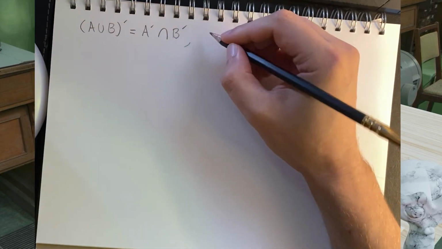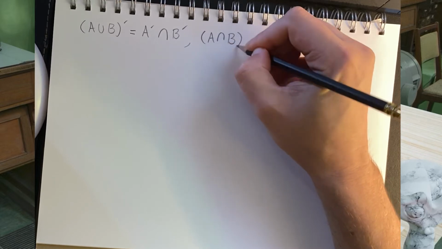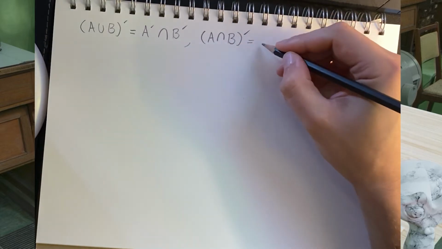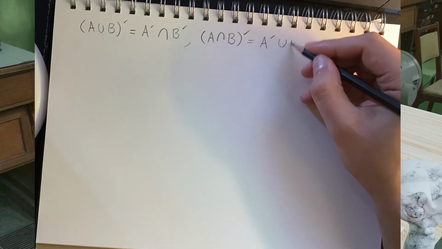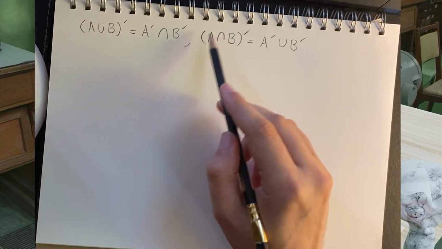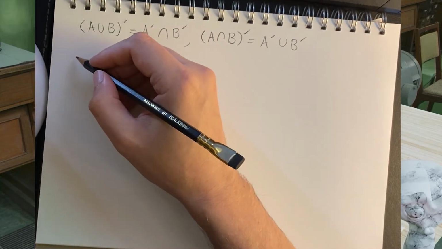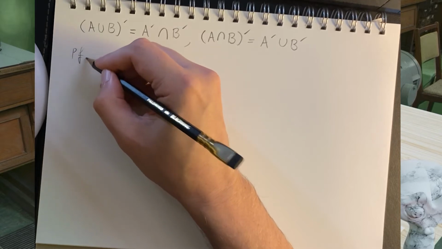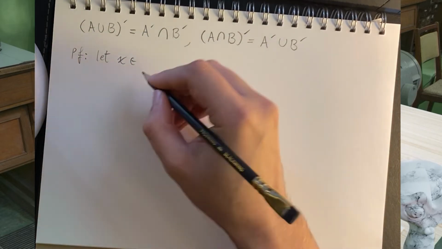And similarly, the complement of the intersection is the complement of A union the complement of B. So if we are not in both A and B, then either we're not in A or we're not in B. Okay, let's prove this a little more rigorously. Let's prove the second one of these. The way I'll prove this is I'll start off, I'll say let X be in this left-hand side.